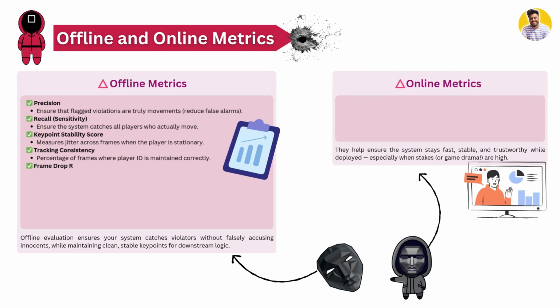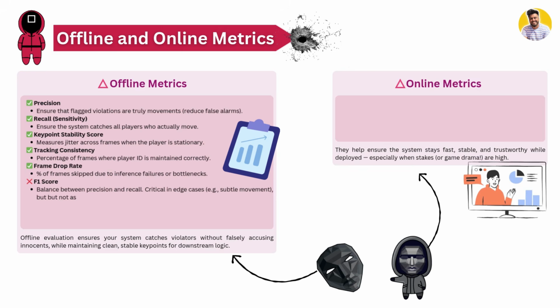These are the basic offline metrics that we should take care of and maintain. We should skip metrics like the F1 score, as it's a balance between precision and recall. It is critical in edge cases like subtle movement, but not as actionable as precision and recall individually. And we can also not use pose estimation accuracy here, because as the key point-wise accuracy of the pose model, it is not meaningful unless you are training your own pose model.